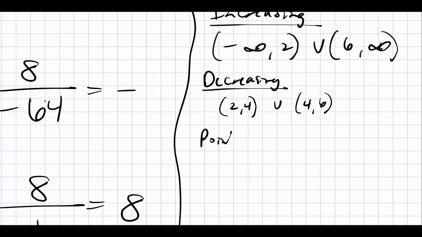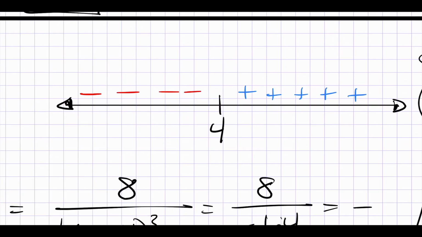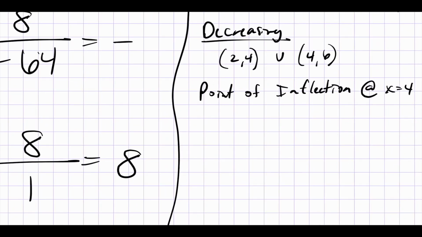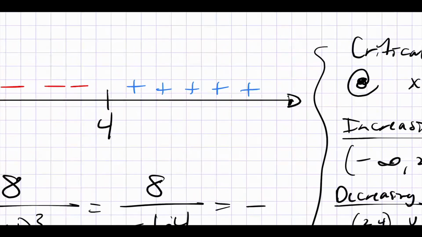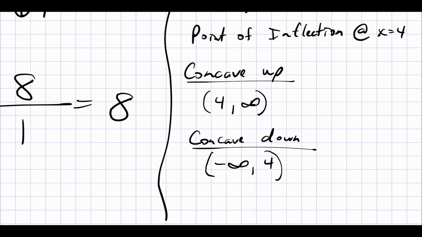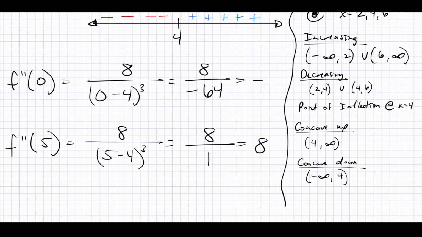Inflection points. Points of inflection at x equals 4. Yep. Concave up, concave down. Concave up is bigger than 4. Concave down is less than 4. And I think that's everything.